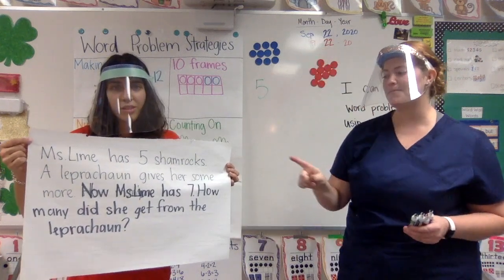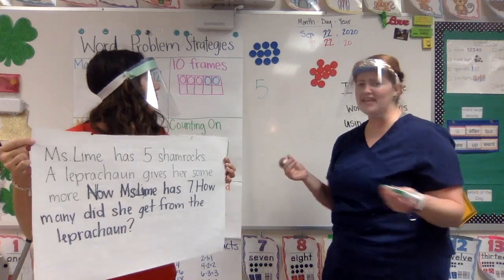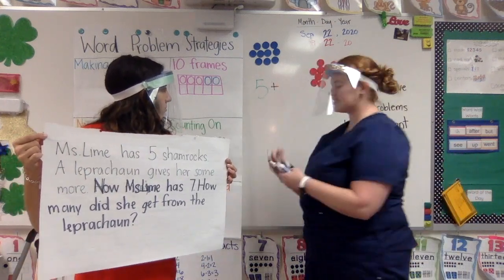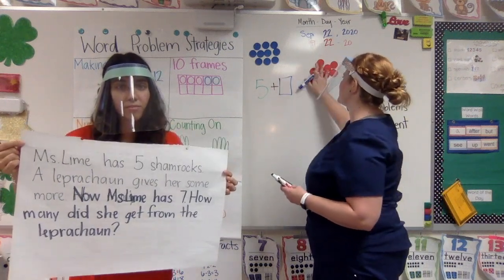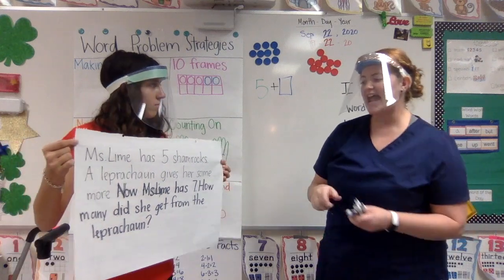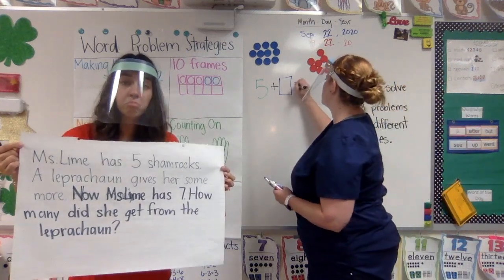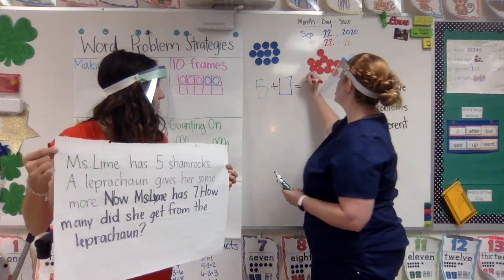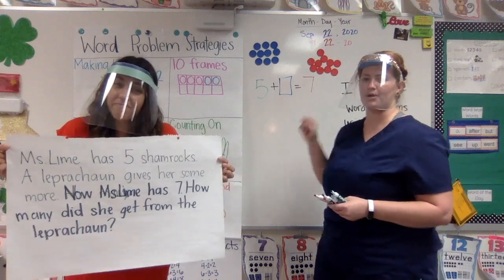Then it says a leprechaun gives her some more. Well, if he's giving them to me, it's going to be plus, and I don't know what number some is, so I'm going to put a box. And then it says, now I have 7. Oh my goodness. So that's my result. I have 7 total shamrocks. How many did I get from the leprechaun?